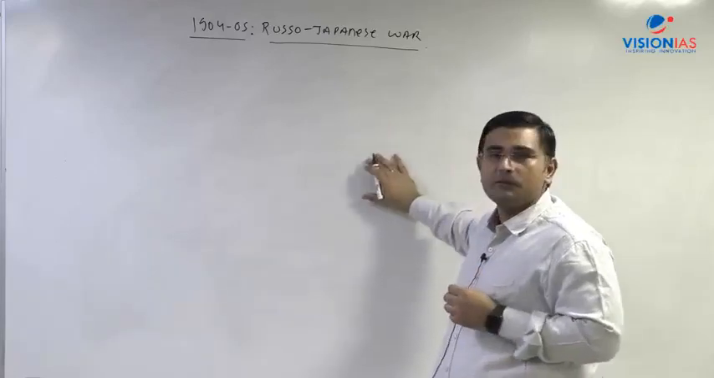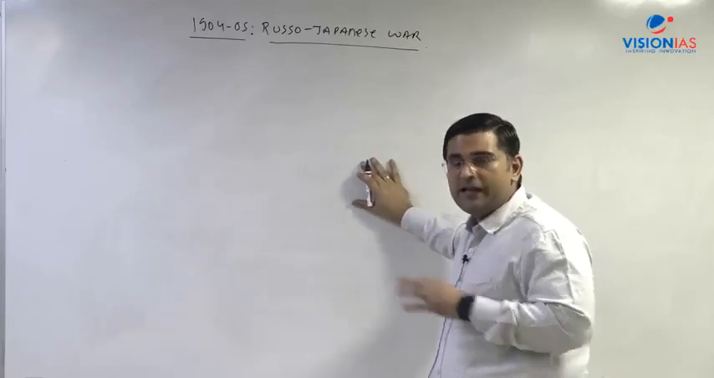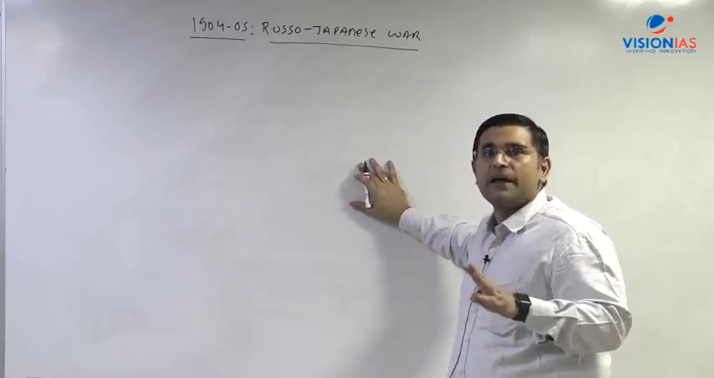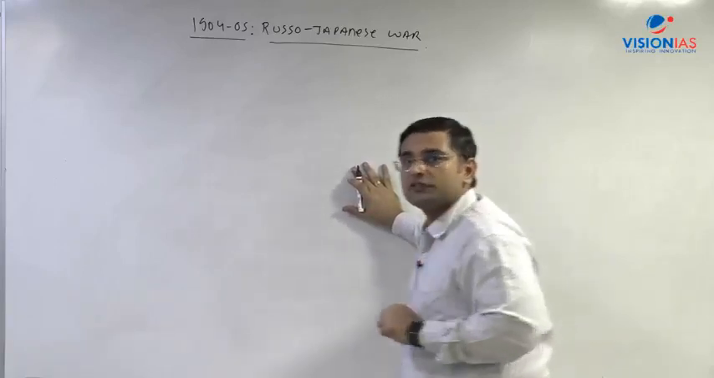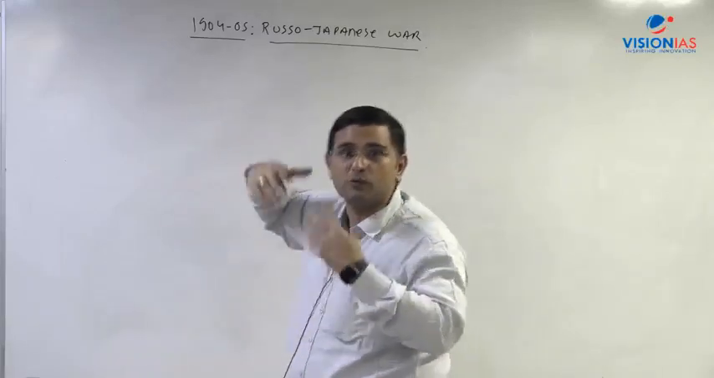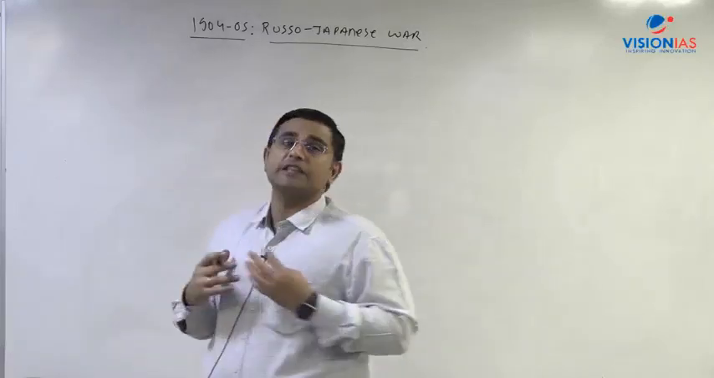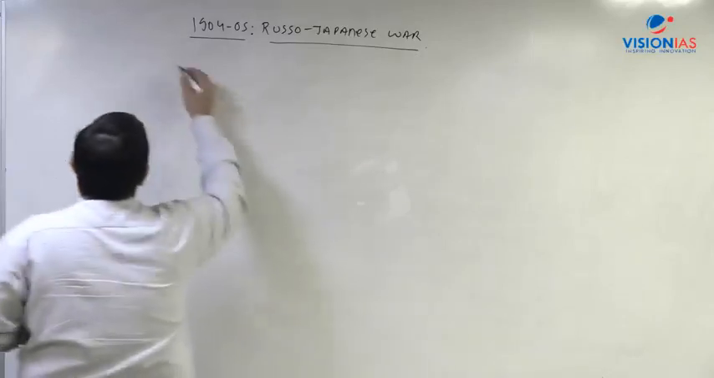A war is happening between Russia and Japan. Right? And to the shock of the whole world, Japan was able to defeat Russia. So let us look at what were the reasons for the war, why Japan was able to defeat Russia, and what was its impact.